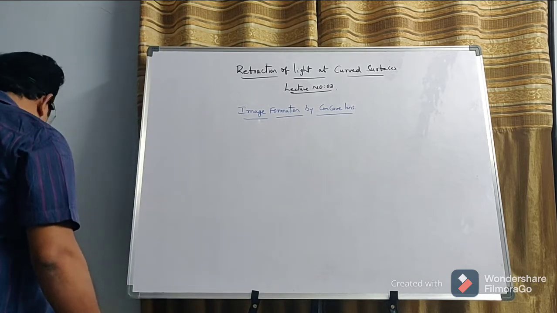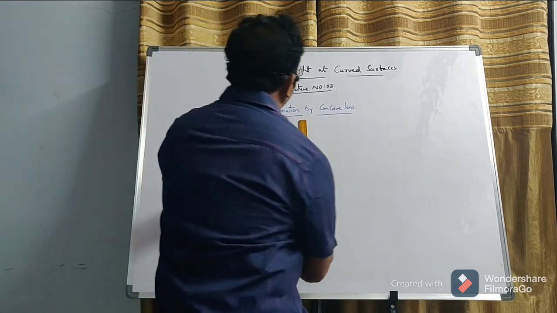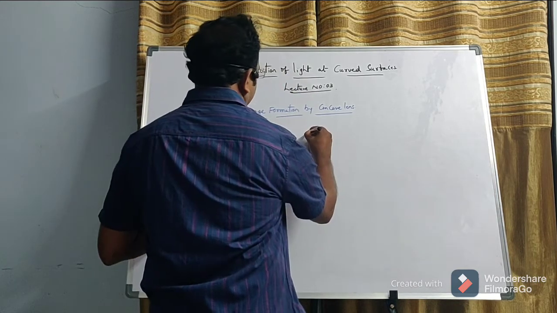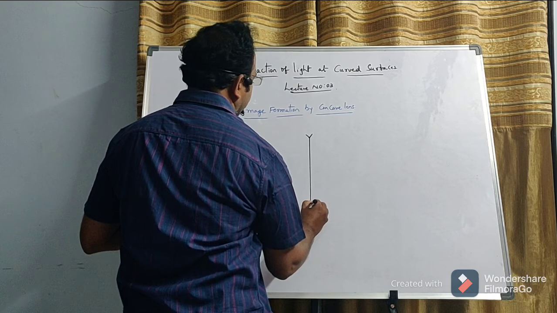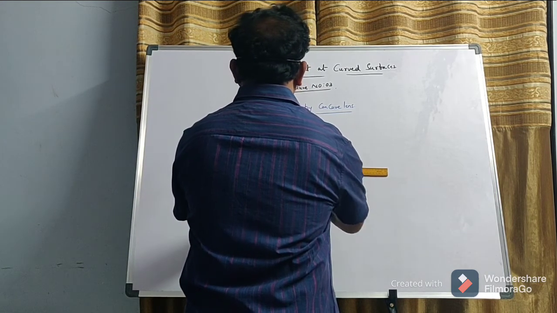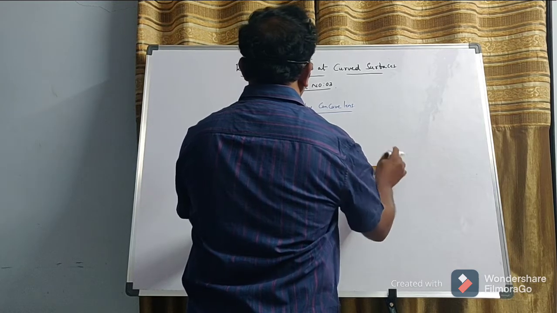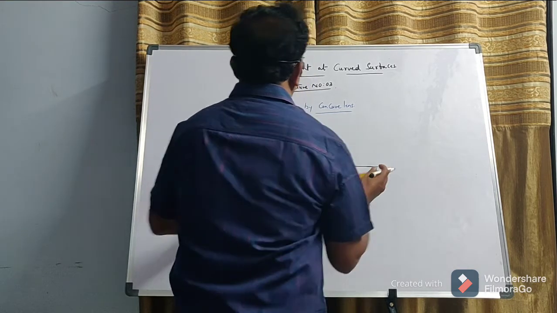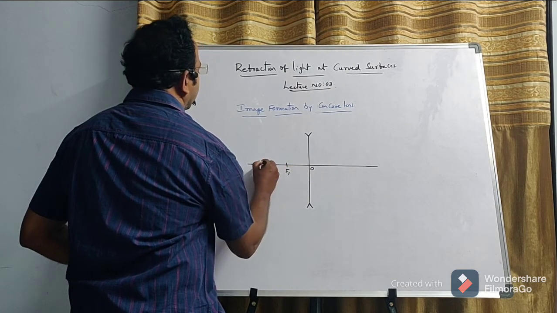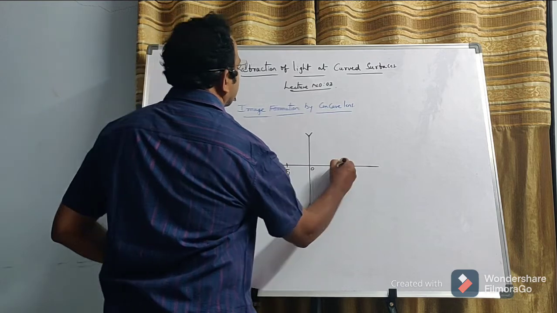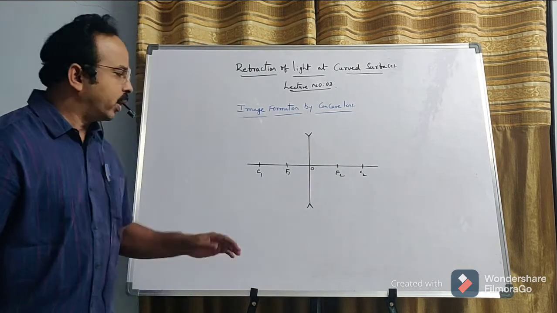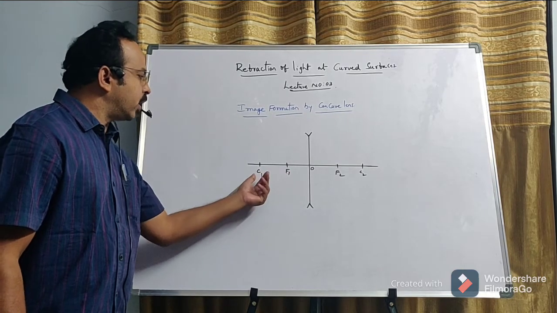Regarding this concave lens, we already know that. This is the concave lens, represented by arrows like this. This is the optic center, and this is F1 and C1, and also here F2 and C2. In some books they have taken F1, here also FC and here also FC.